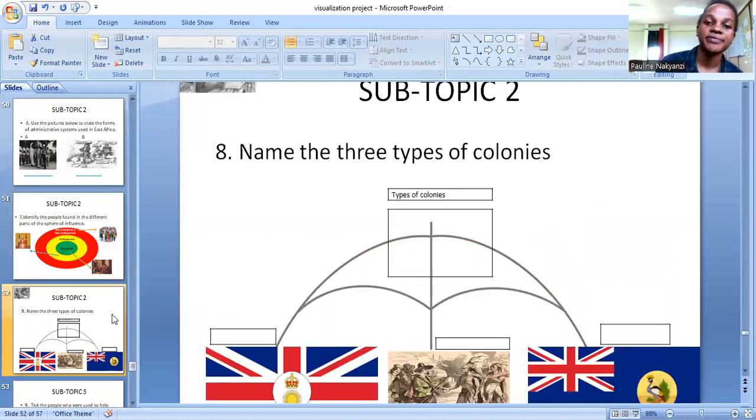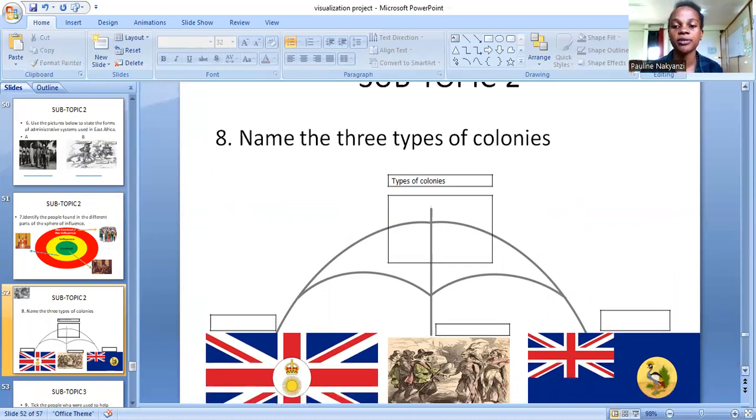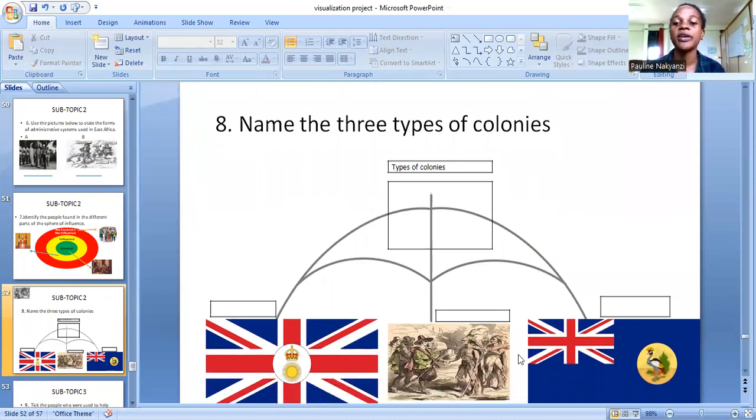Then under this, I told the students to name the 3 types of colonies, and I used a word parakeet, whereby they will be able to identify which is a protectorate, which is a settlers colony, or a trading company, due to the fact that it was also expressed in the same way while teaching.